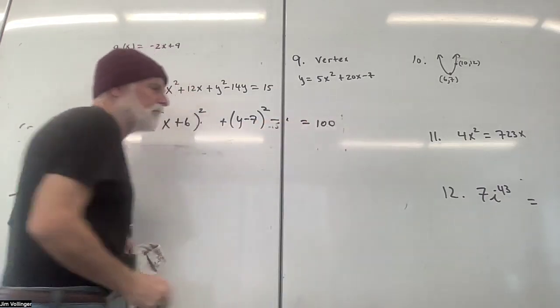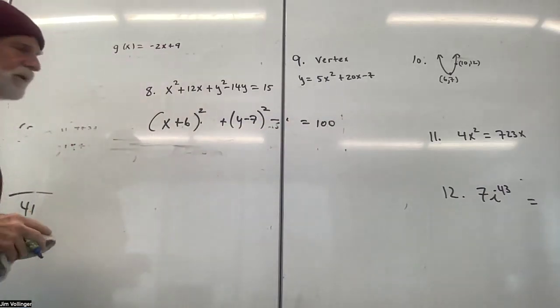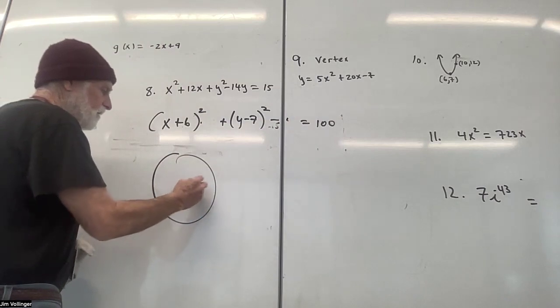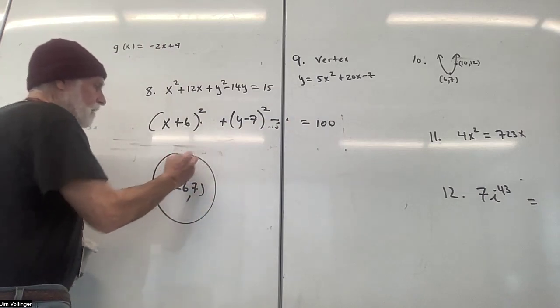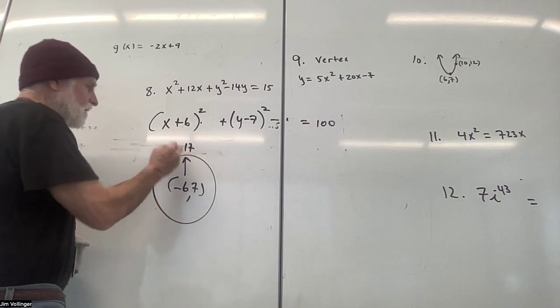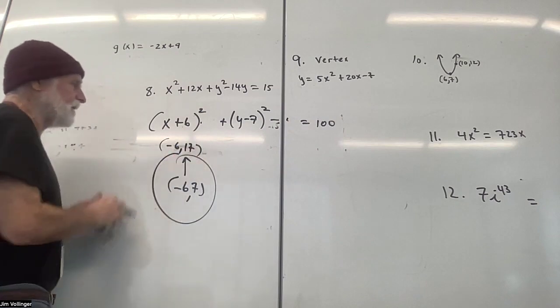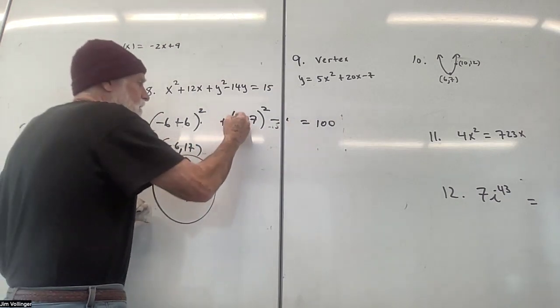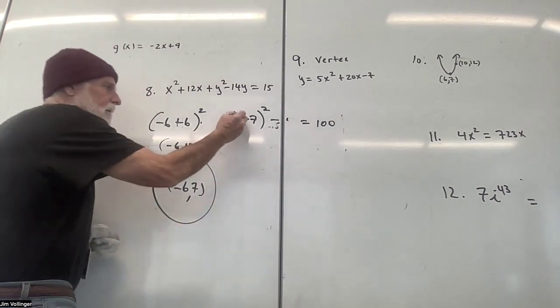And that's a Pythagorean relationship we've looked at extensively. So the center is negative 6, 7, and I'm going up 10. If I go up 10, that's 17. Negative 6, 17 should work. Let's plug it in and see if it works. Negative 6, 17. You do the math.